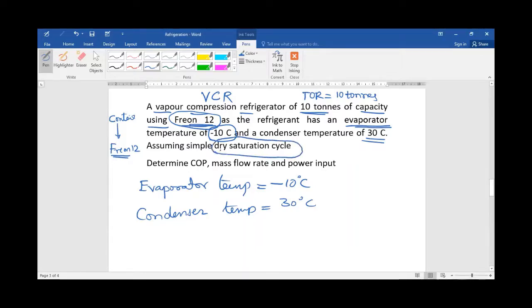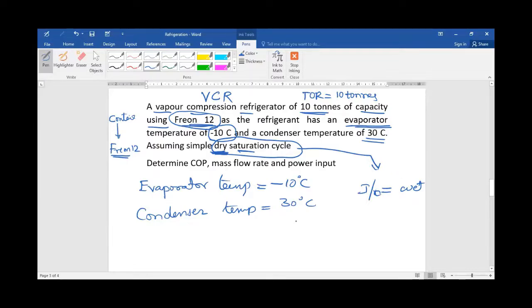Okay. Next is assuming a simple dry saturation cycle. In the previous numerical we solved with superheated. Here it is dry. What is a dry saturation cycle? The input of the compressor is wet. Keep in mind this condition. Dry means the outlet of the compressor is dry refrigerant. And when you consider the outlet of the compressor is dry, obviously the inlet or input to the compressor should be in the wet condition.